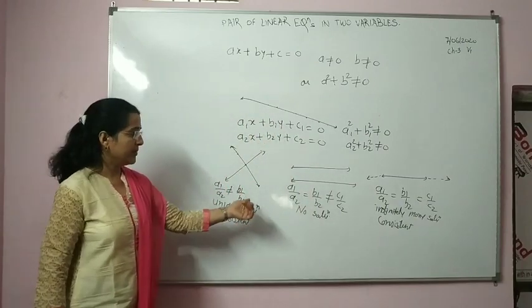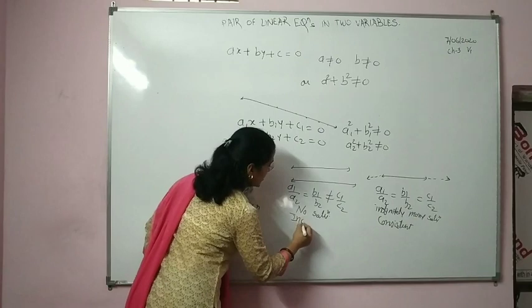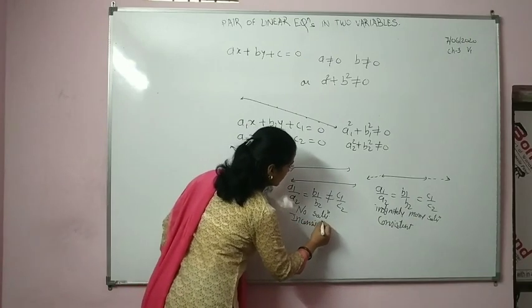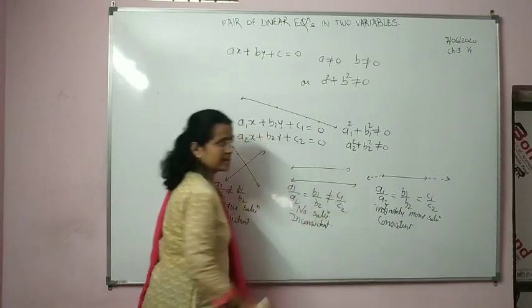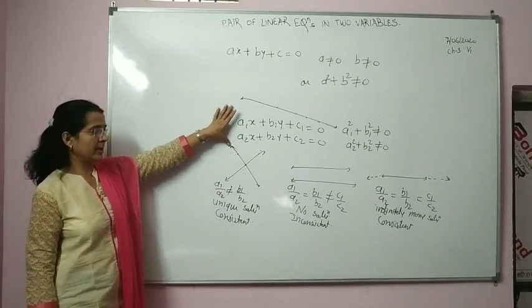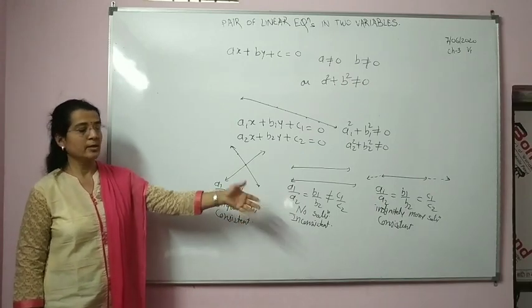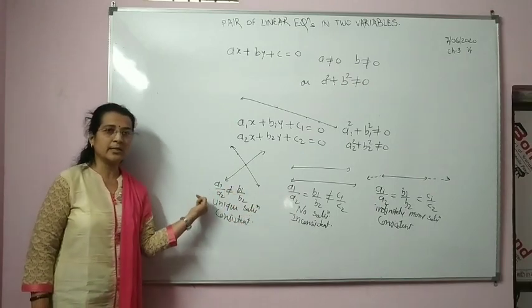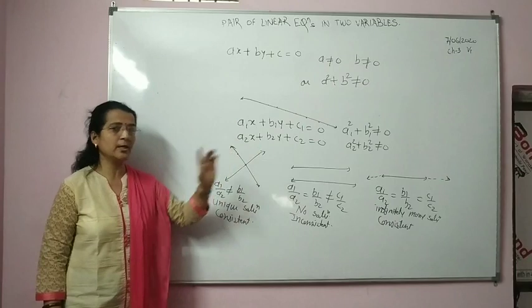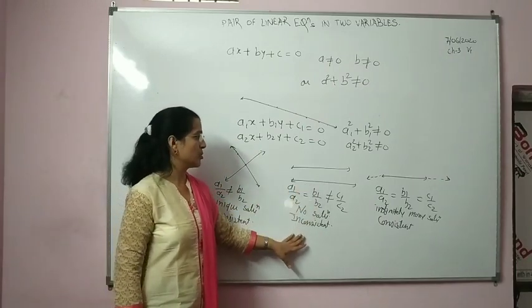And if the system has no solution, then that type of system is called an inconsistent system. Sometimes the question comes that you have a pair of lines and must check whether the system is consistent or inconsistent. When the system is consistent, either it has a unique solution or it has infinitely many solutions. And for inconsistent, it has no solution.